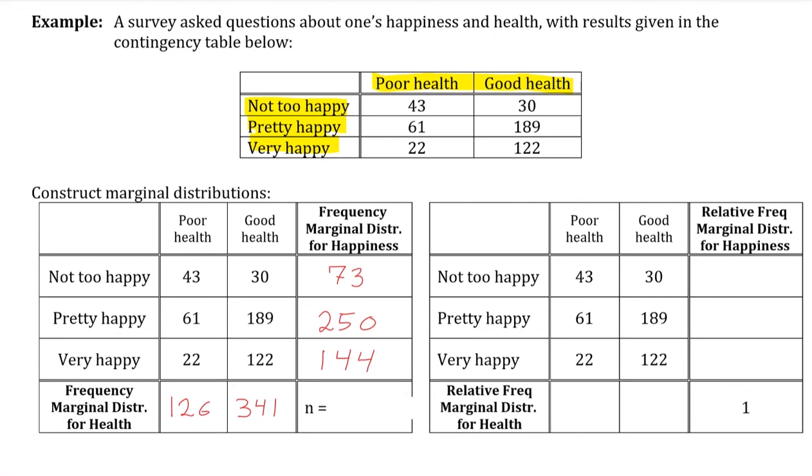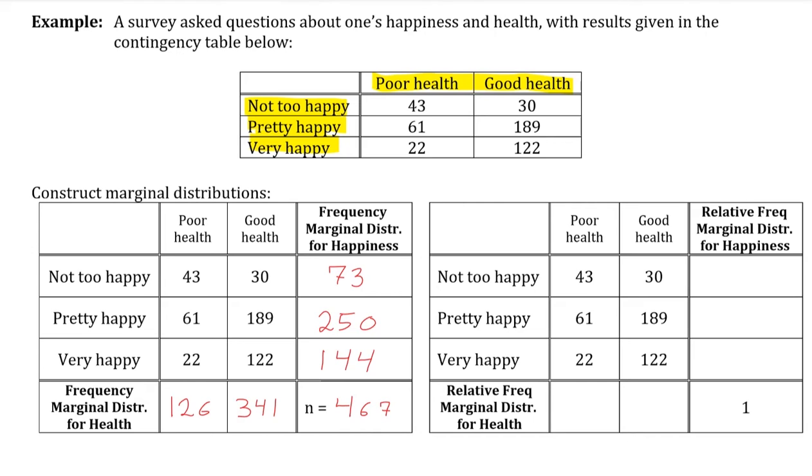When I look at these totals for the rows and the totals for the columns, if I add these together, the row totals or the column totals, I should get the value for n, or how many individuals are in my sample. If I do 73 plus 250 plus 144, I get 467. Likewise, if I were instead to add 126 and 341, I would get the same number. It should always be a good idea to check this.